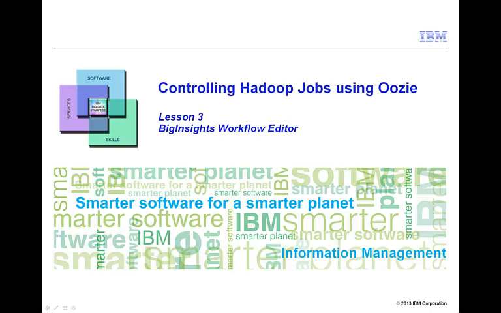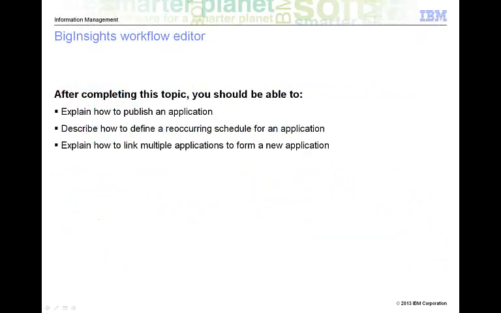With the workflow editor, you can develop the workflow.xml file that can run Java programs and scripts written in Jaql, Pig or Hive, and then deploy them to the Oozie server that we looked at in the previous two lessons. After completing this topic, you should be able to explain how to publish an application, describe how to define a recurring schedule for an application, and explain how to link multiple applications to form a new application.